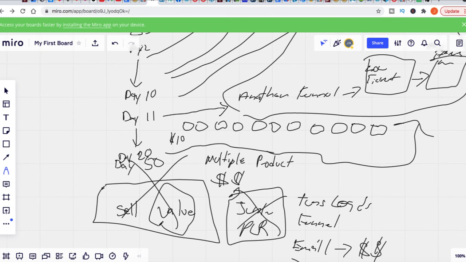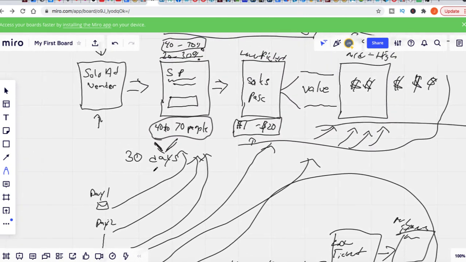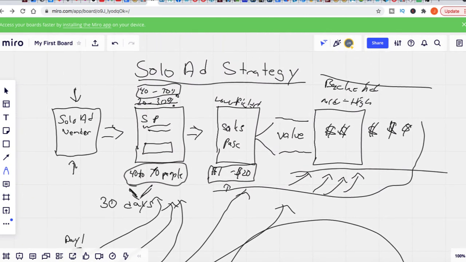So I hope that made sense, guys. I know my handwriting is horrible and I can hardly write on this little drawing board, but I'm doing my best, and I hope the strategy made some sense to you.